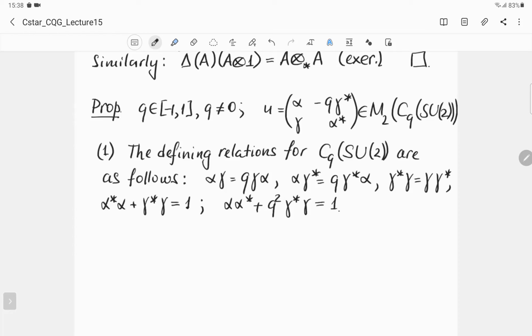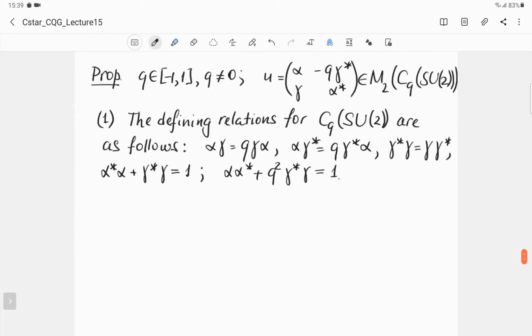Now we're just rewriting the condition that U is unitary, right? Yeah, exactly. If you explicitly write the condition that U is unitary, you get precisely these relations. This is just a little elementary calculation. We have already discussed this in the commutative case where q is 1, and in the general case the relations are as follows. So this is just equivalent to the assumption that U is unitary. Okay, yeah, I get that. Yeah, thank you. Okay, so this is the first part of the proposition.